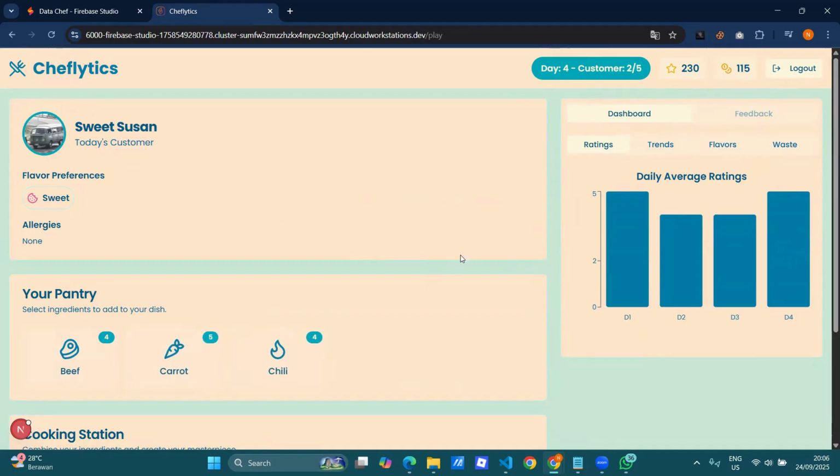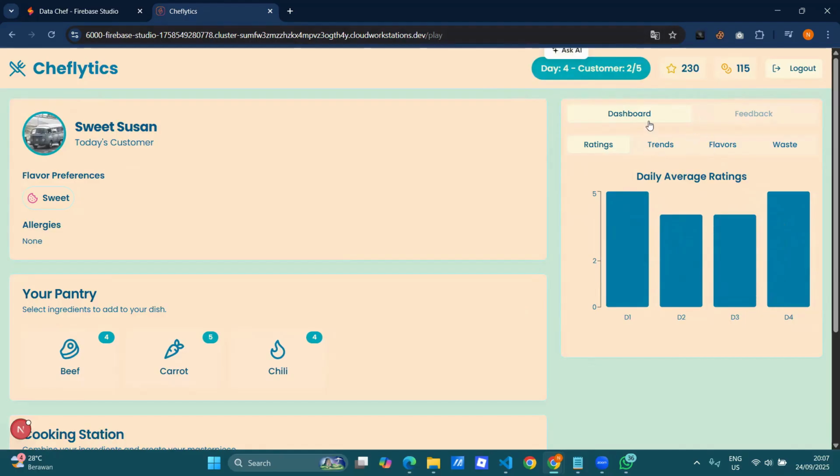Okay, next, the dashboard. This is the ratings, the daily average ratings. This is because we serve 5 customers per day. The system calculates the average rating from their feedback. For day one it is, for day two it is 4, and for day 4 it is 5. And because I will continue this game.